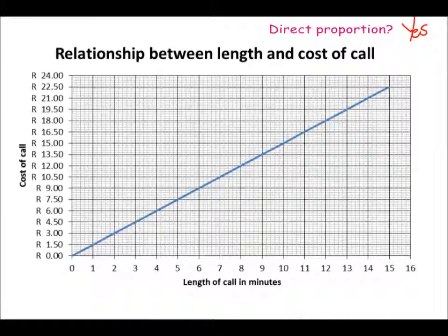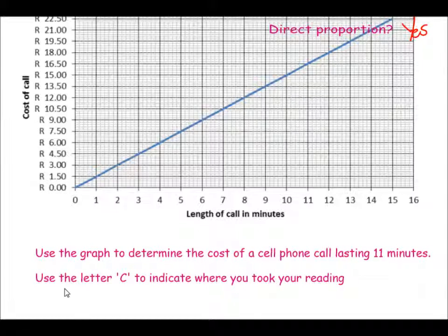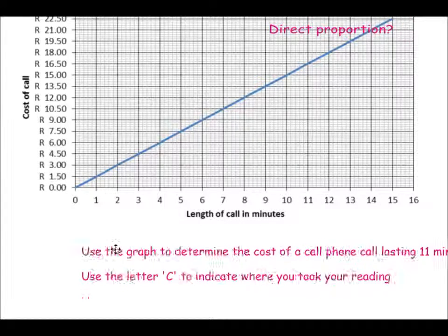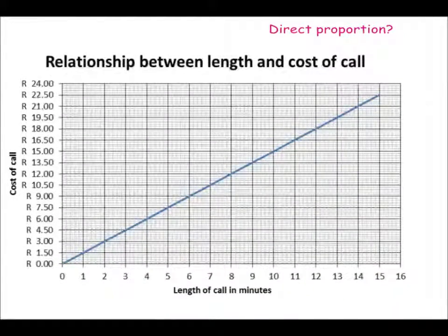Right, we're now going to use the graph to answer a question. So the question says, use the graph to determine the cost of a cell phone call lasting 11 minutes. Then it says, use the letter C to indicate where you took your reading. Okay, so let's have a look at that. Let's just move this question out of the way. Graph back in position. Right, we were asked to determine the cost of a call lasting 11 minutes.